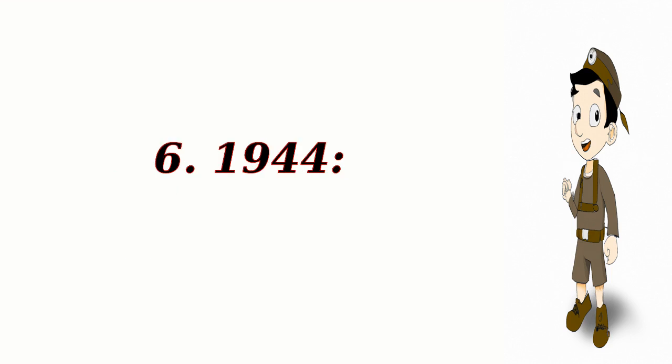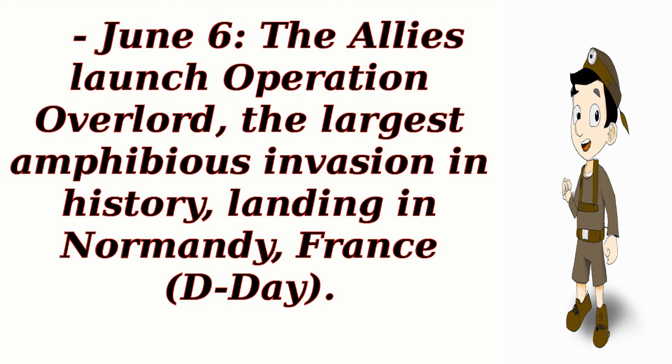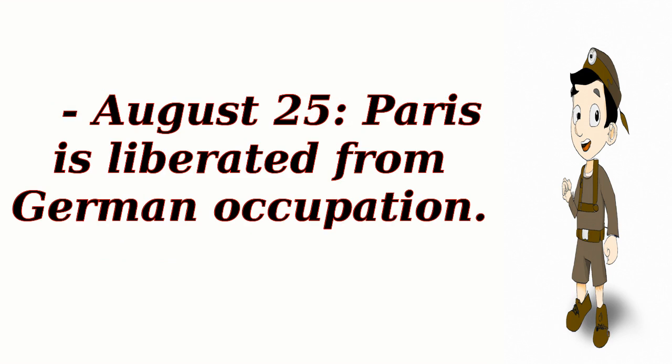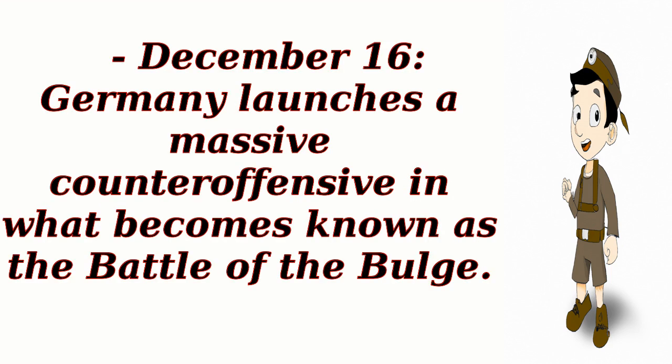6. 1944. June 6, the Allies launch Operation Overlord, the largest amphibious invasion in history, landing in Normandy, France, D-Day. August 25, Paris is liberated from German occupation. December 16, Germany launches a massive counteroffensive in what becomes known as the Battle of the Bulge.